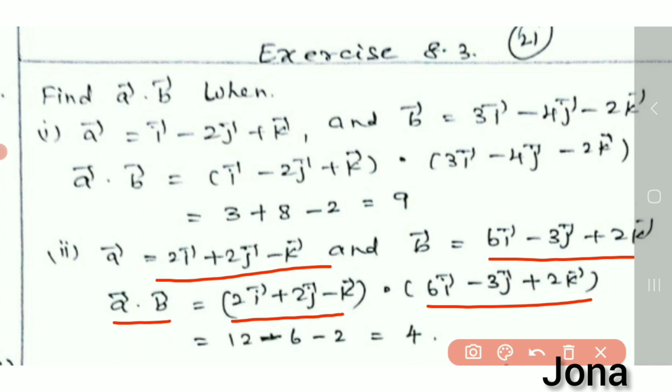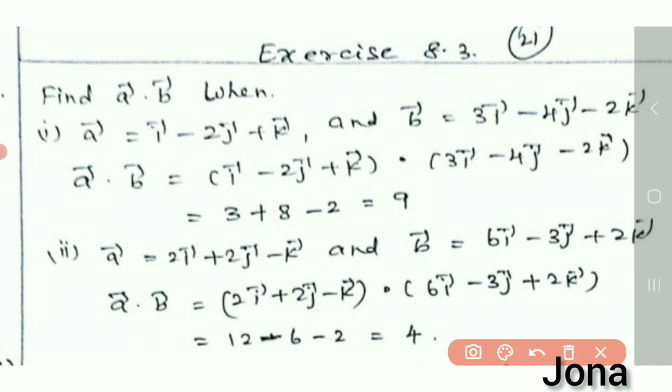Dot product is nothing but we have to multiply the corresponding coefficients of the vectors. So 2 into 6, 12, and then 2 into minus 3 is minus 6. Minus 1 into 2, that is minus 2. If you simplify this, 12 minus 8 is 4.